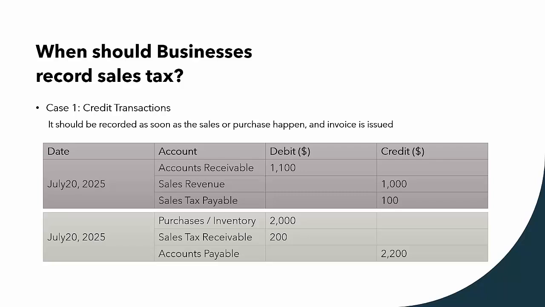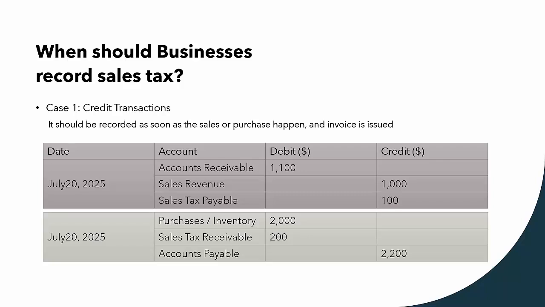Let's say you sell a product for $1,000 on credit, and there is a 10% sales tax, which is $100. The customer has not paid yet, but as soon as you issue the invoice, you must record the sales tax of $100 in your accounting system.